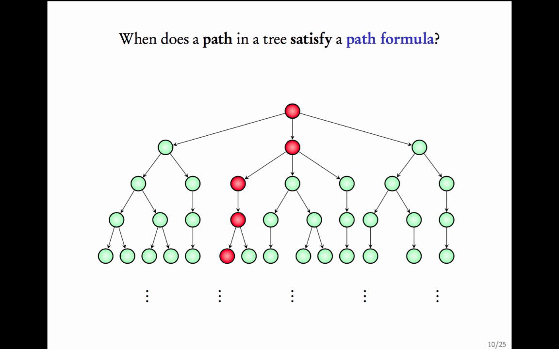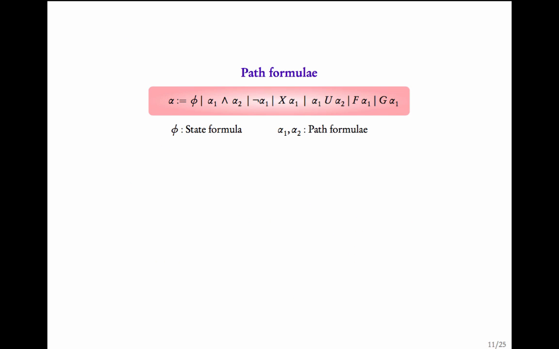Now, what about the path formulae? When does a path in a tree satisfy a path formula? This path could start from any state. I've just given this for illustration. You have a path starting from some state, and when does this path satisfy a path formula? So these are the possible path formulae.